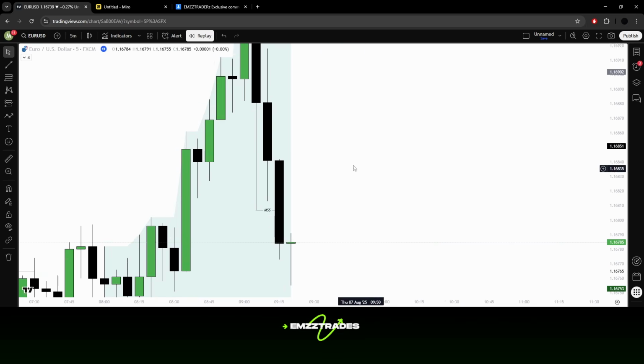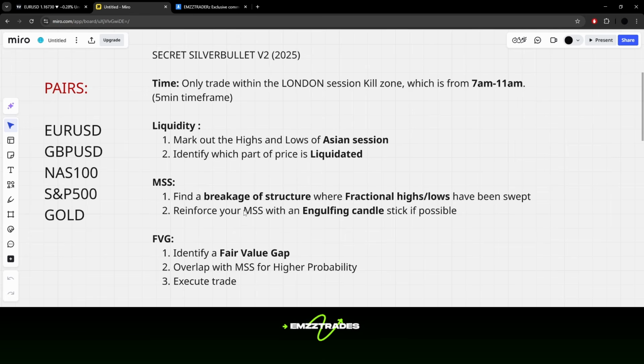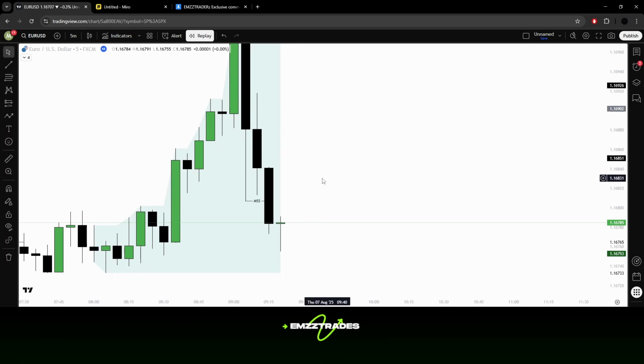So now all I'm going to be doing from this area on is actually reinforce your market structure shift with the engulfing candlestick if possible, and I've just done that there. And now you just need to identify a fair value gap, okay? You identify a fair value gap, you overlap it with a market structure shift for a higher probability, and then you can execute the trade, right?